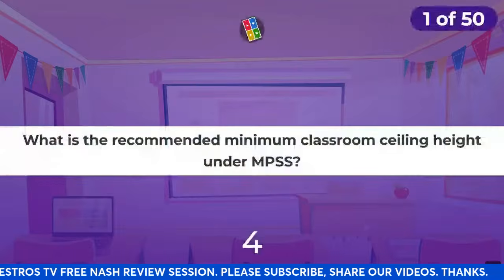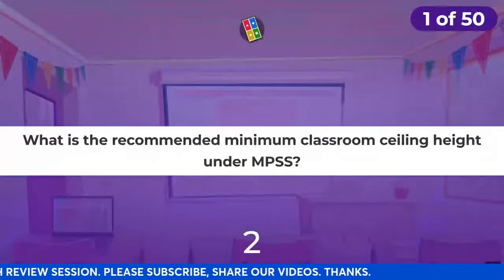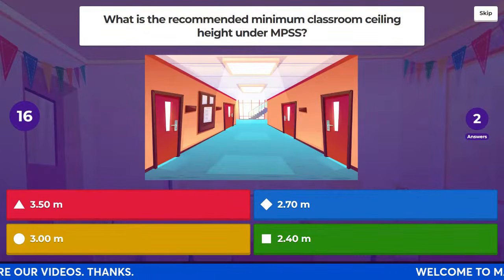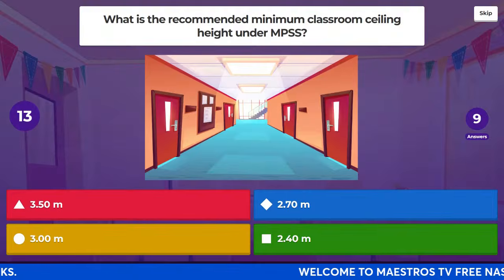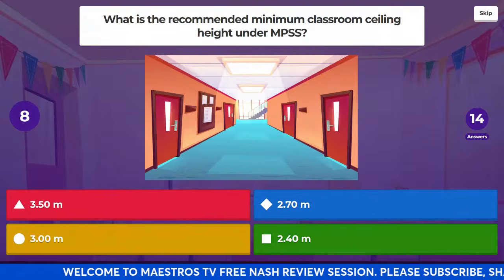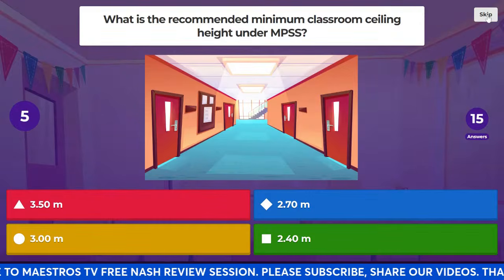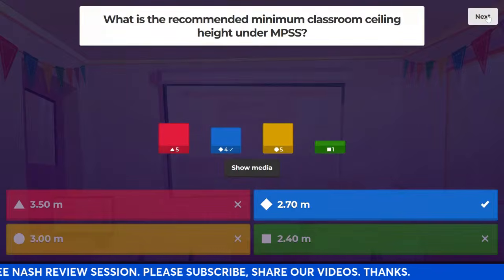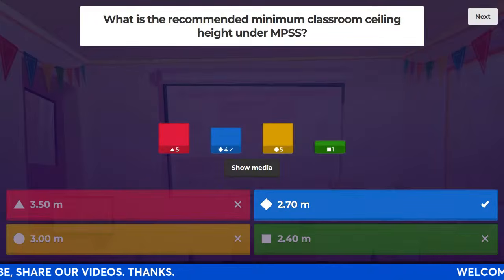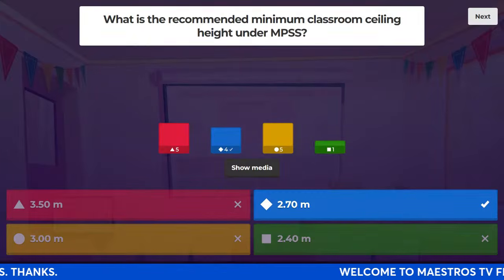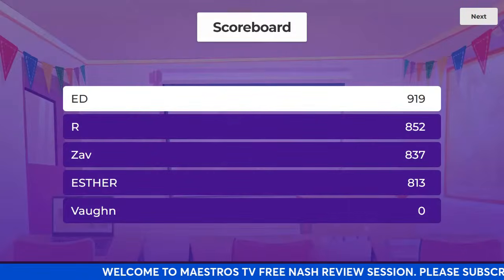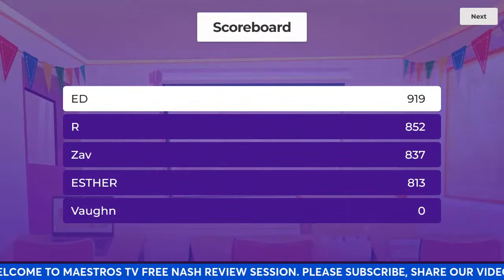Let's check your knowledge on what is the recommended minimum classroom ceiling height under the MPSS. Okay, blue is the correct answer. 2.70 meters from the floor to the ceiling. Okay. Ed got the first place. R second. Zav third. Esther on the fourth.